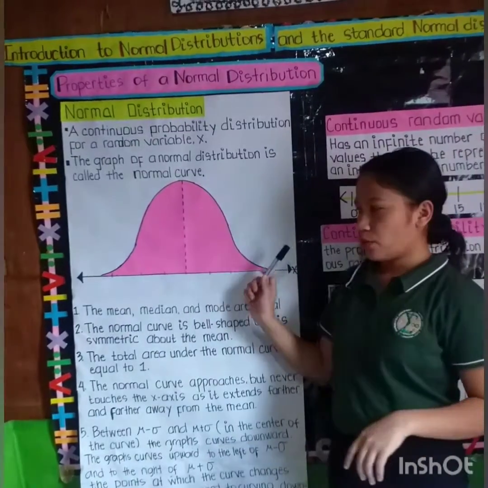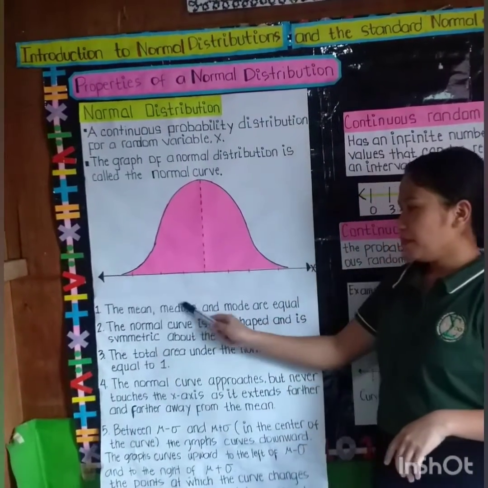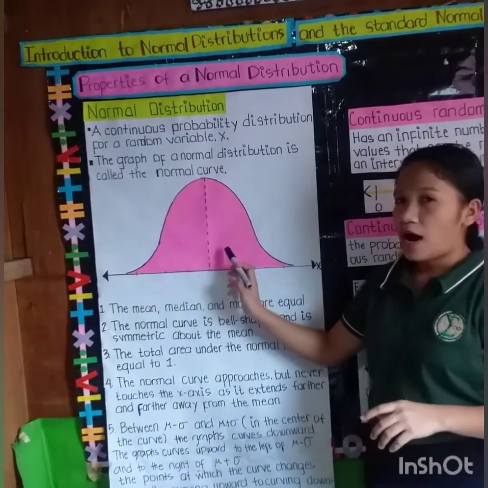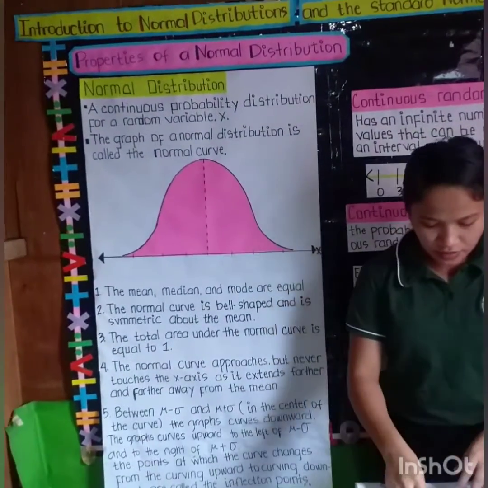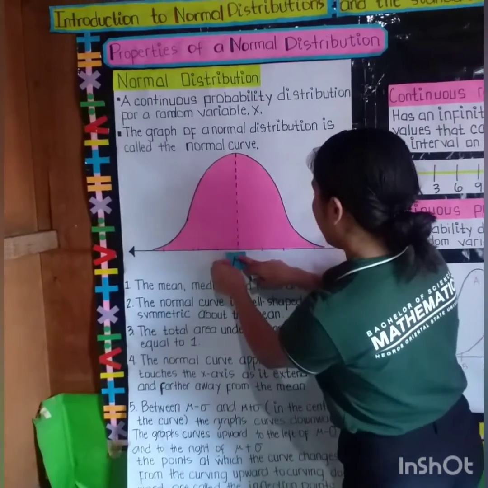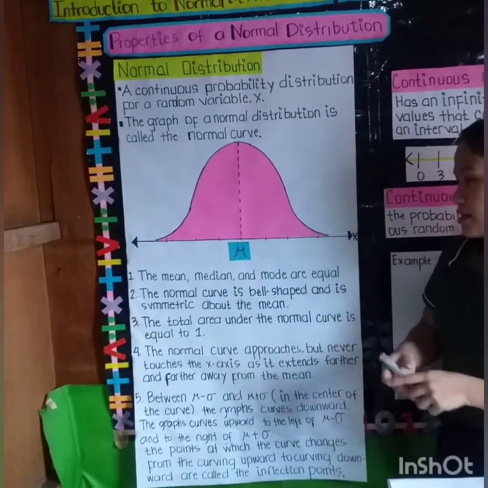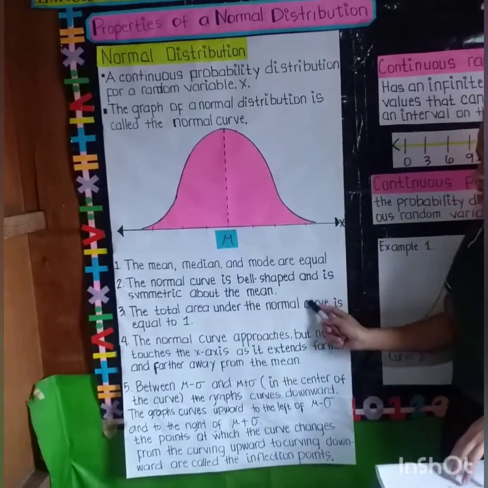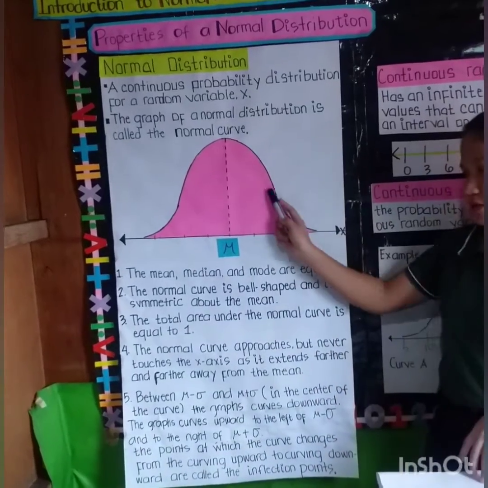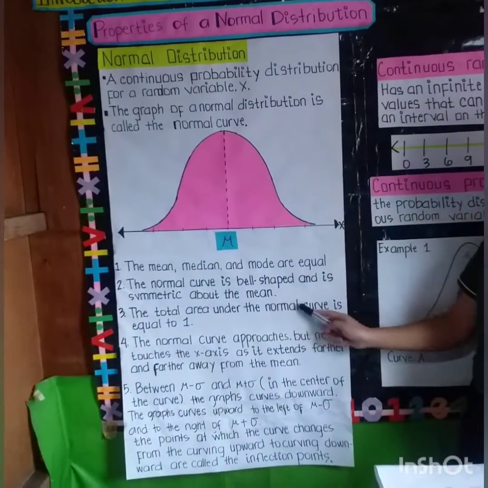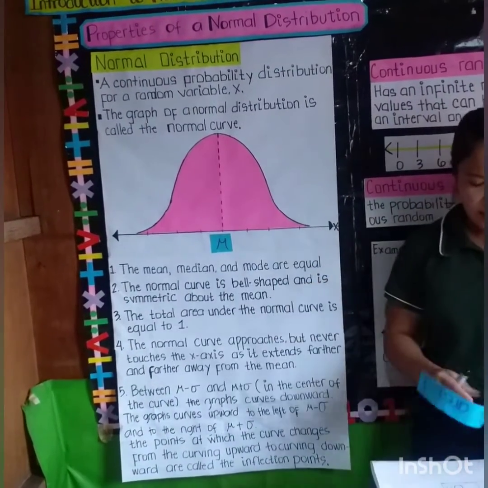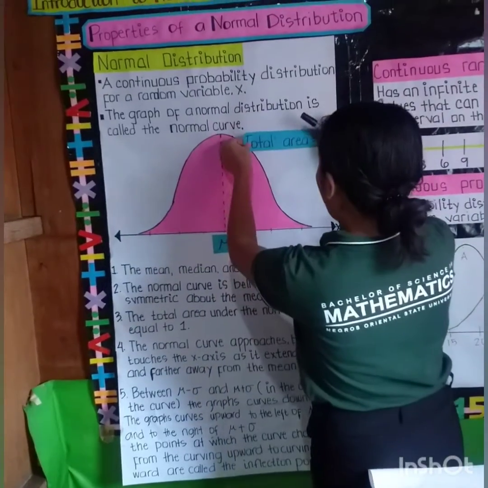In our normal curve, the properties are that the mean, median, and mode are equal. First, we will determine where the mean is in our illustration. This is our mean, the center of our normal curve. Next, the normal curve is bell-shaped and is symmetric about the mean. The total area under the normal curve is equal to 1.